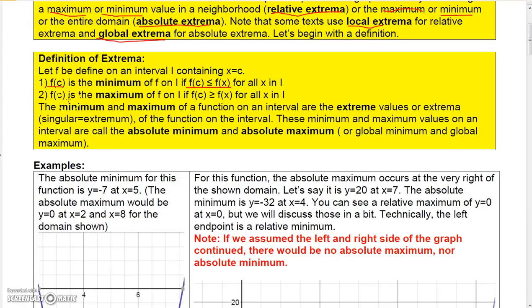And then of course f of c is the maximum of f on the interval if f of c is greater than or equal to all of f of x on that interval. So in other words, if f of c is the largest y value on that interval, then f of c is a maximum. So the minimum and maximum of a function on an interval are called the extreme values or extrema. For a singular, you can say extremum of the function on the interval. These minimum and maximum values on an interval are called the absolute minimum and absolute maximum.